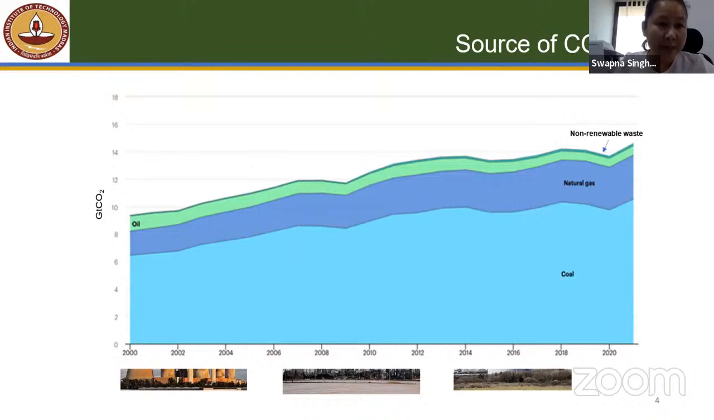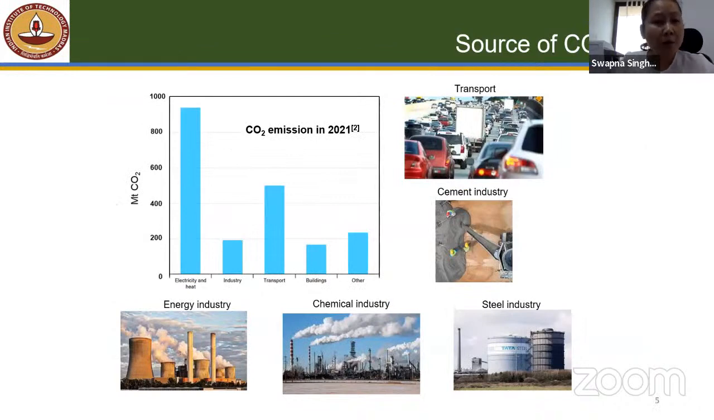If you plot it like this, it is again a plot from this IPCC report, where you can see most of the power is coming from coal. CO2 emission coming from coal means that our power industry is still dependent on coal and natural gas. So now to reduce the CO2 emission, we cannot just remove this industry. We cannot take a decision like, okay, we'll stop all the fossil fuel industry or coal power plants or steel industry, cement industry.